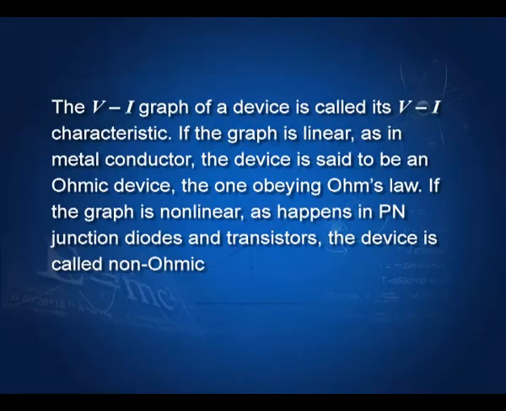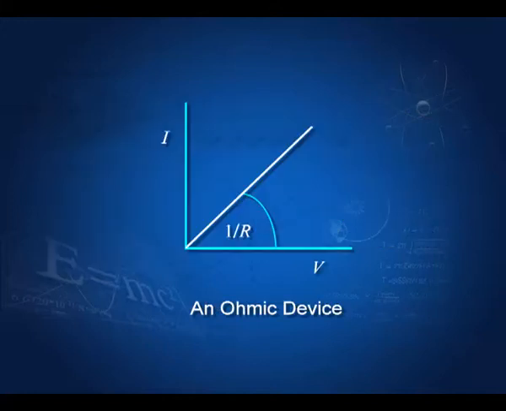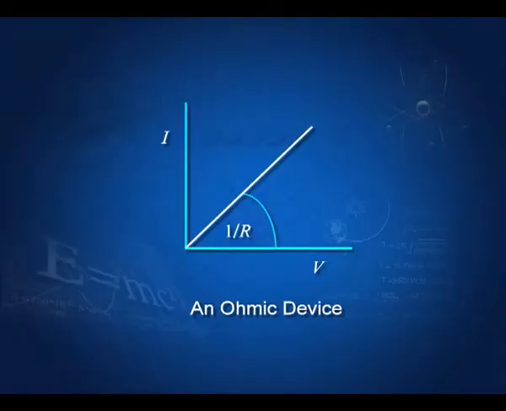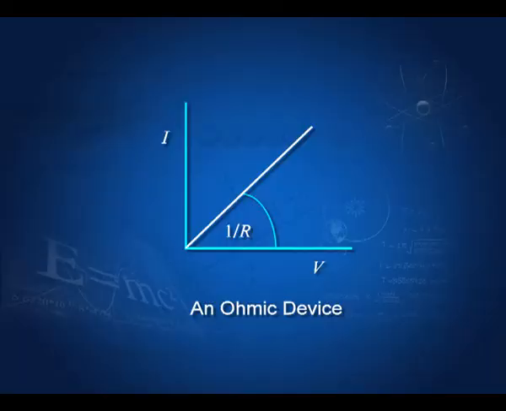If I plot I against V, if I establish a certain potential difference across a wire and find out the current, then this is the graph I get and the slope of this graph is 1 by r, because V is I times r, or I is V by r, therefore this slope is 1 by r. And these devices which have this linear relation between I and V are called ohmic devices. Ohmic is from Ohm's law, so they are called ohmic devices because they obey Ohm's law.